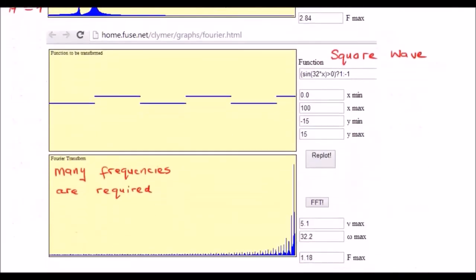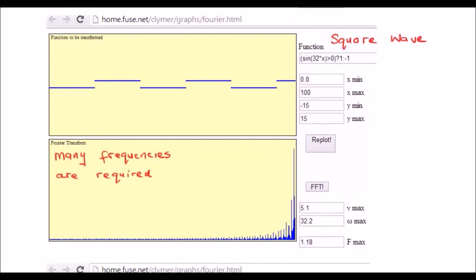So what happens if we get a slightly more complicated expression, like a square wave? Now, if we take the Fourier transform of a square wave, what we get are loads of peaks. We get lots and lots of peaks of different amplitudes, and then we get a single very large peak at a particular frequency. The point to note here is that a square wave requires many different frequencies of many different amplitudes.